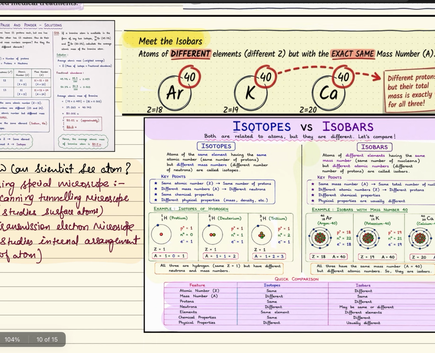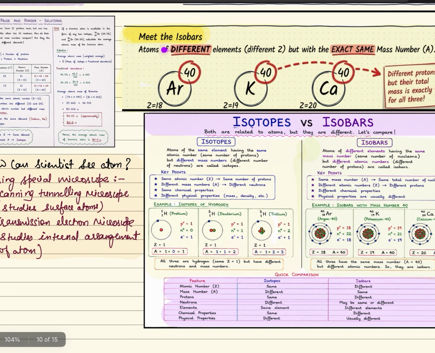Now the last topic, let's meet the isobar. Can you see, we have different elements, argon, potassium and calcium. They have the same atomic mass but their atomic numbers are different: 18, 19, 20. So these are called isobars. It means different protons but the total mass is exactly 40. Atomic mass is the same but atomic number is different. There is a comparison between isobar and isotope. Just go through it, it will increase your knowledge and understanding.